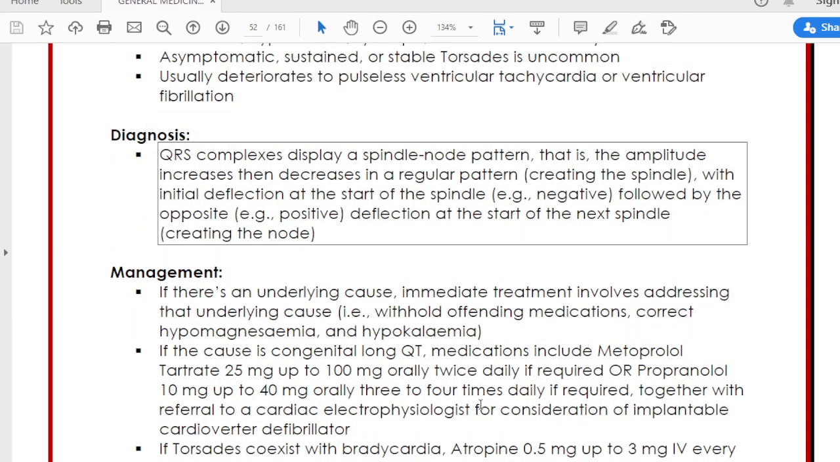Diagnosis. QRS complexes display a spindle node pattern, that is, the amplitude increases then decreases in a regular pattern, creating the spindle, with initial deflection at the start of the spindle, for example negative, followed by the opposite, for example positive, deflection at the start of the next spindle, creating the node.